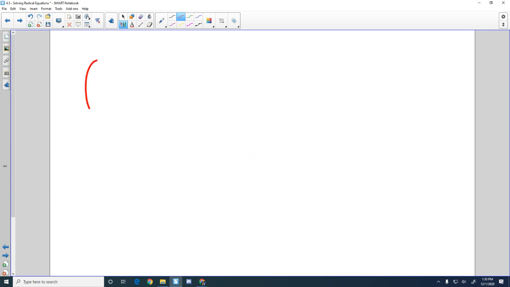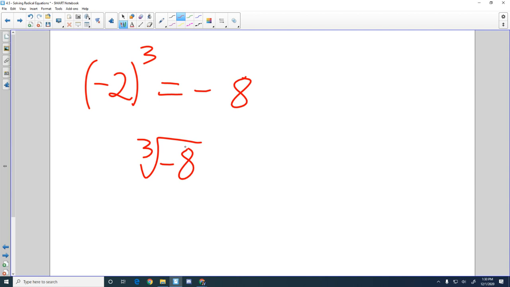Sidebar real quick. If I had negative 2 to the third power, go ahead and multiply it. What's negative 2 times negative 2 times a third negative 2? Isn't that a negative number? It's a negative number. So if I took the cube root of negative 8, could that work? Can you take a cube root of a negative number? Yes, we actually can. It equals negative 2. That's kind of strange, but hey, it happens. If the index is an odd number, you can get a negative.